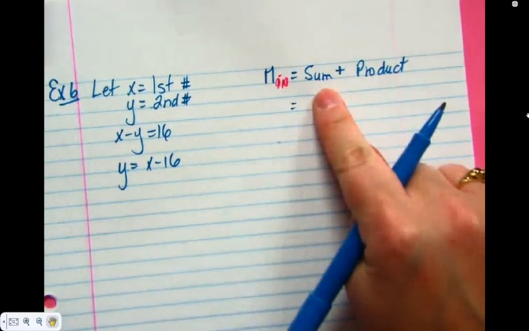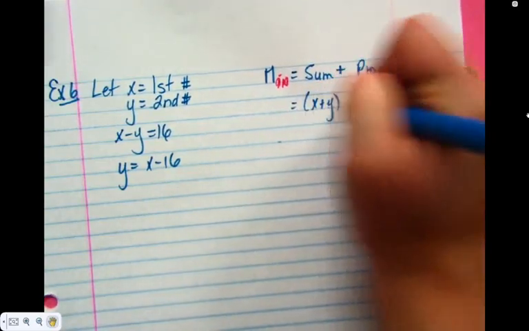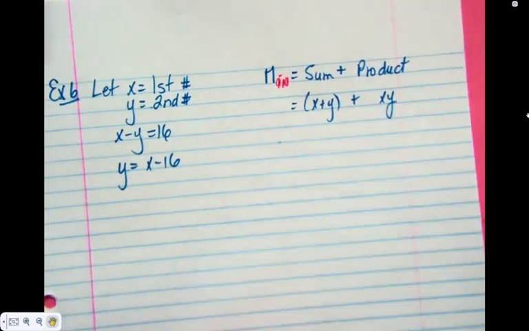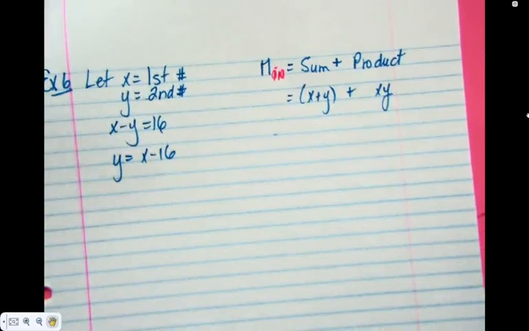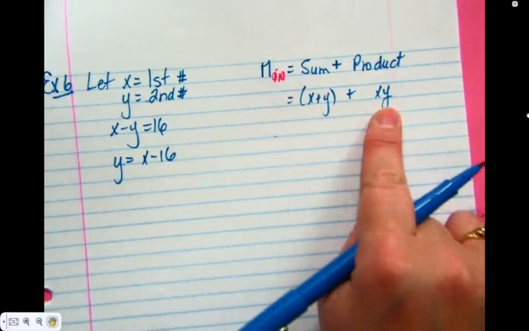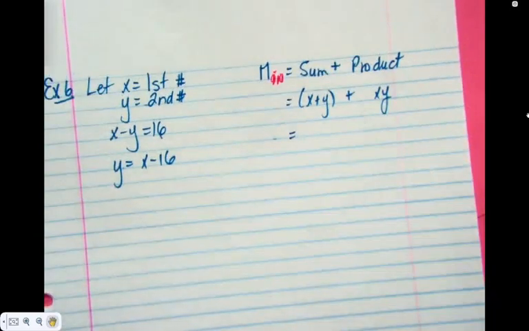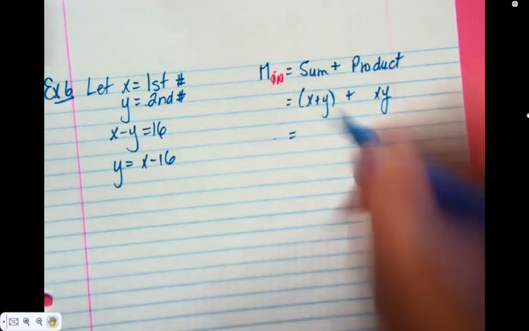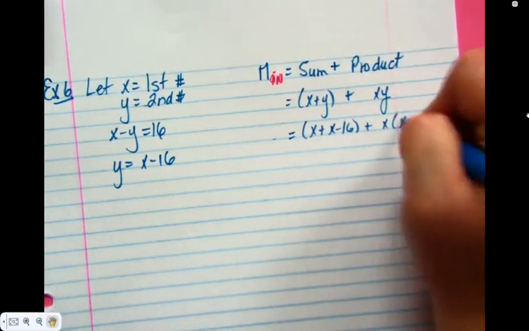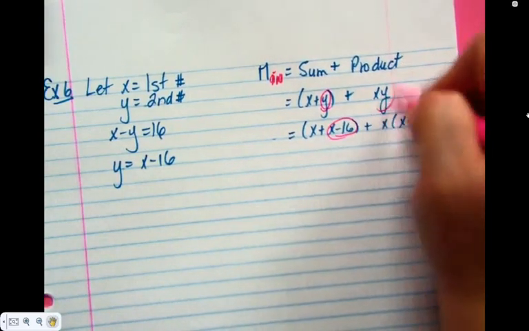What does sum mean? So X plus Y. And what does product mean? X times Y. So this is literally adding their sum and their product. That's what the question has said. All I've done is translate word by word. Now I'm going to take out y and I'm going to put in x minus 16. So y became x minus 16 for both sections here.